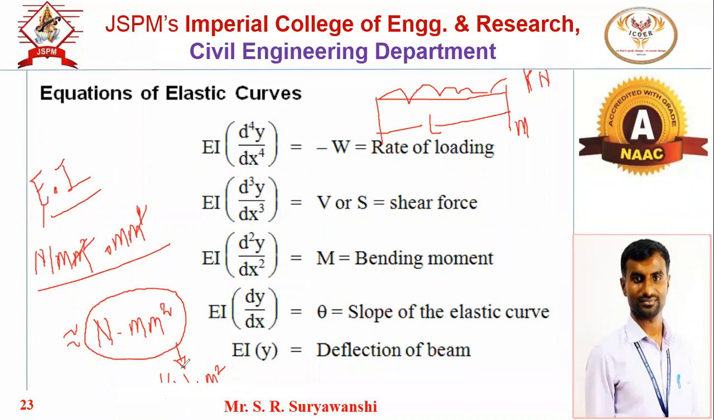Multiply by 10 to the power 9, then kilonewton meter square. Multiplied by means here multiplied by 10 to the power 9. Anyone else, is this correct? 10⁻⁶. Divide or multiply, plus or minus? Multiply. Multiply. Yes, anyone else?